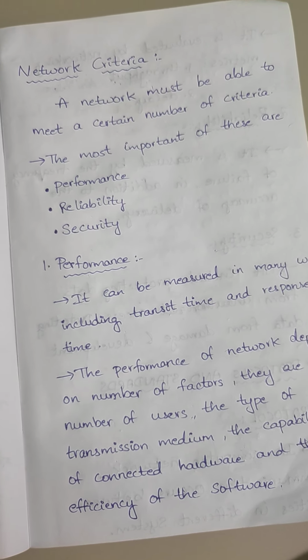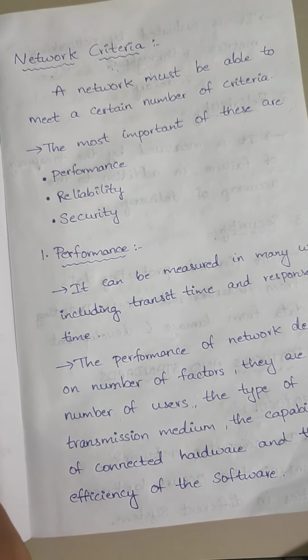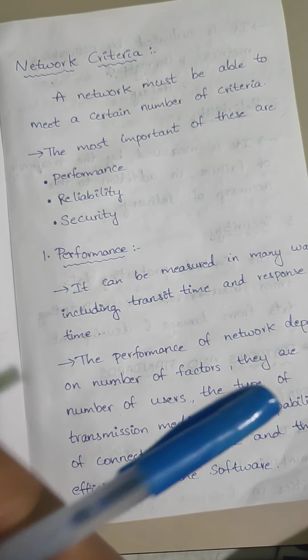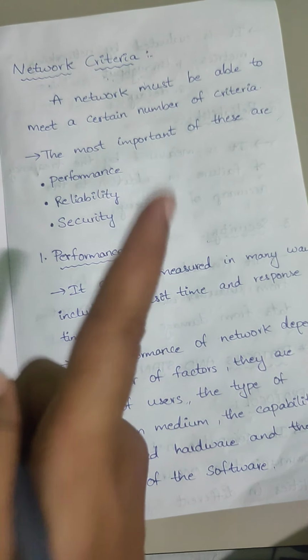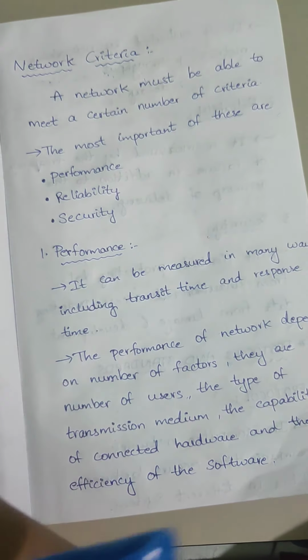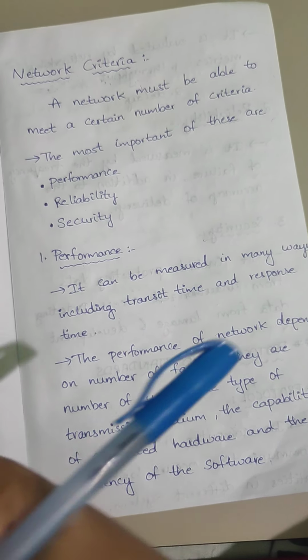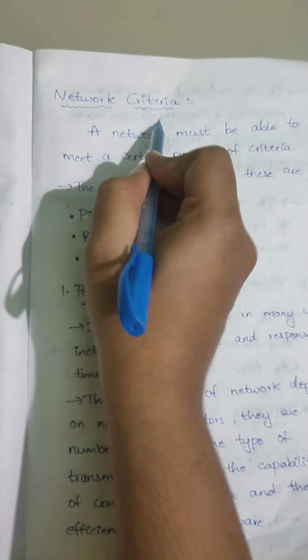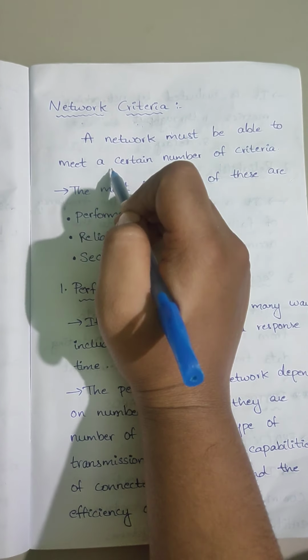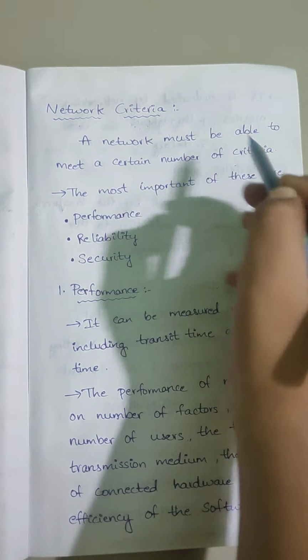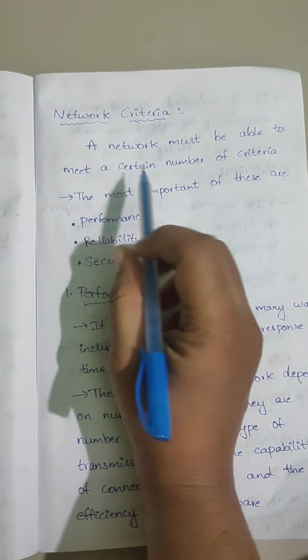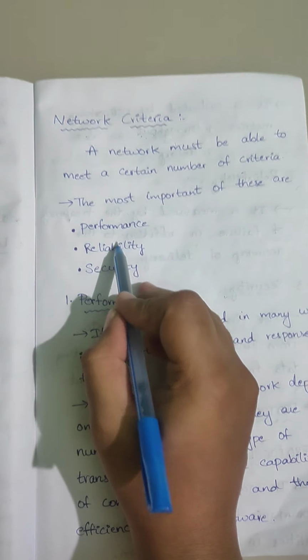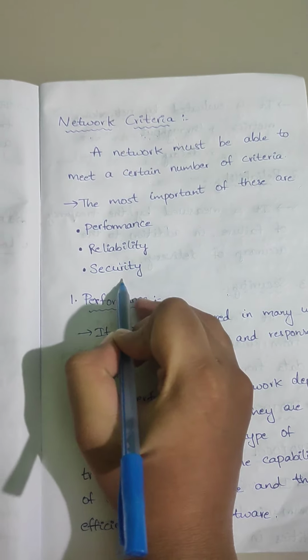Most networks use distributed processing, in which a task is divided among the computers. Instead of using one single large computer, separate computers handle a subset of the task. Next, network criteria. A network must be able to meet a certain number of criteria. The most important of these network criteria are performance, reliability, and security.